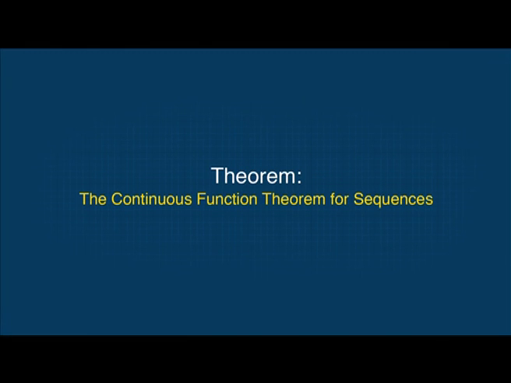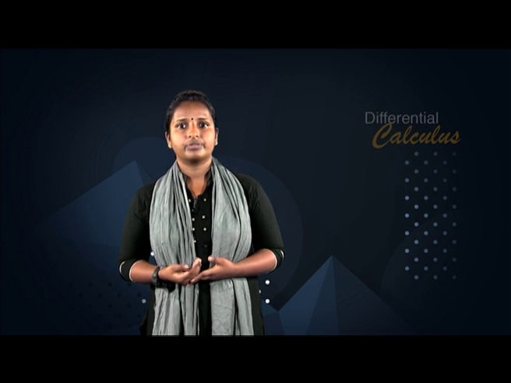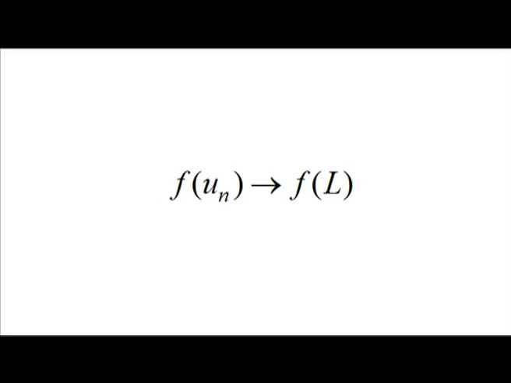Theorem, the continuous function theorem for sequences. Let u_n be a sequence of real numbers. If u_n converges to L and if f is a function that is continuous at L and defined at all u_n, then f of u_n converges to f of L.